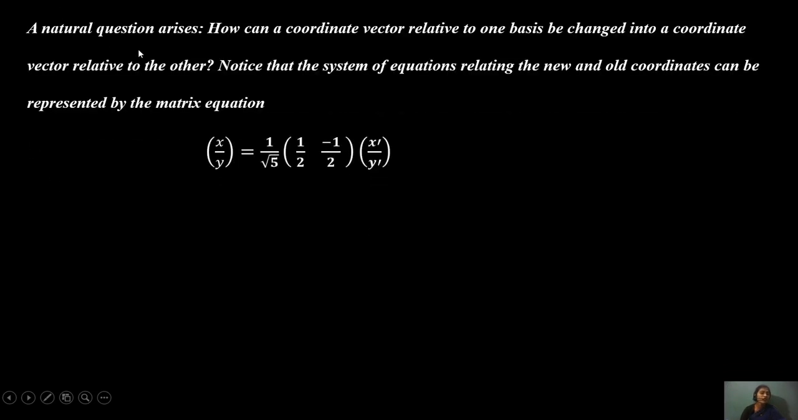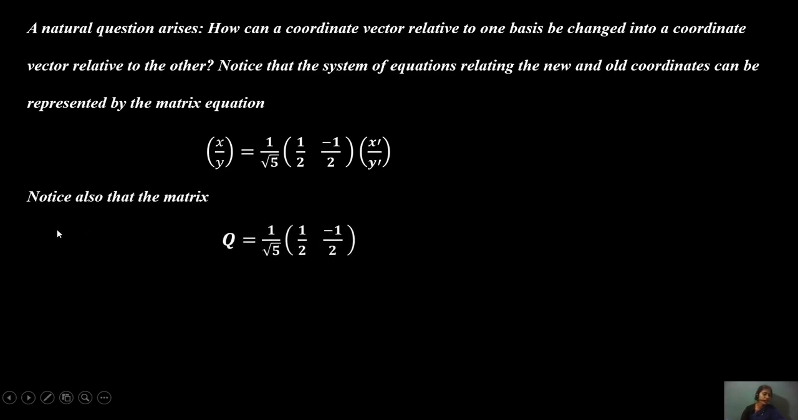Okay, a natural question arises: how can a coordinate vector relative to one basis be related to the coordinate vector relative to the other basis? How are they related to each other in the equations? The system of equations relating the new and old coordinates is generated in this form. First, the matrix equation is (x, y) equals 1 upon square root of 5 times the matrix with first column (1, 2) and second column (-1, 2) applied to (x', y').